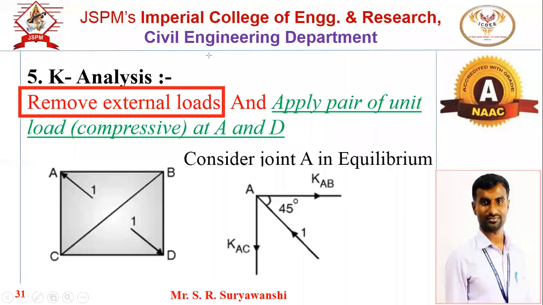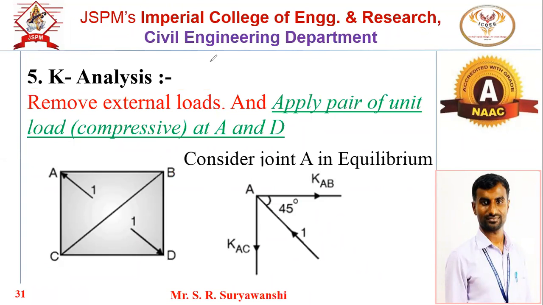Whatever may be the loading acting on a truss, that we have to remove. Okay. So here, what loading are we having? At point B, a vertical point load of 5 kilonewton was there. That load we have removed. Okay. After that, we have to apply the unit load. So where to apply the unit load? We have to apply the unit load in place of the redundant member. Remember, we have to apply the unit load in place of reaction or in place of the redundant member.